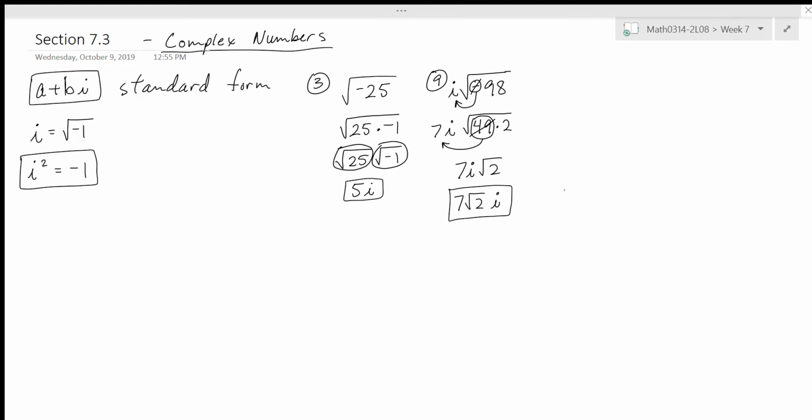Okay, so let's try another one. I'm going to just make up a problem and see if you can do it on your own. Bam! Let's see if you can simplify that completely. Square root of negative 250.